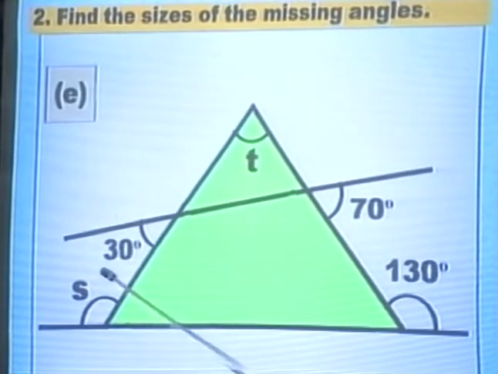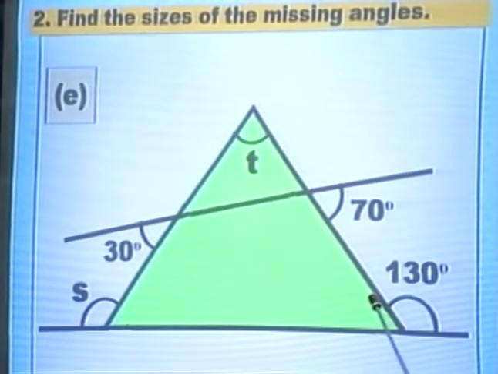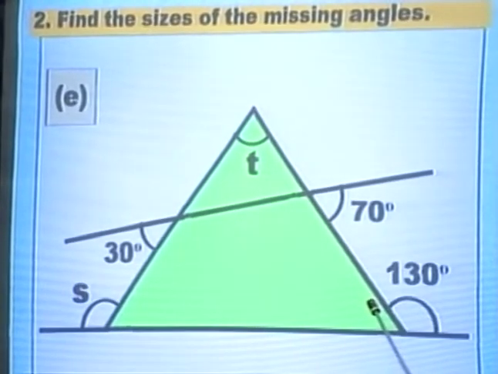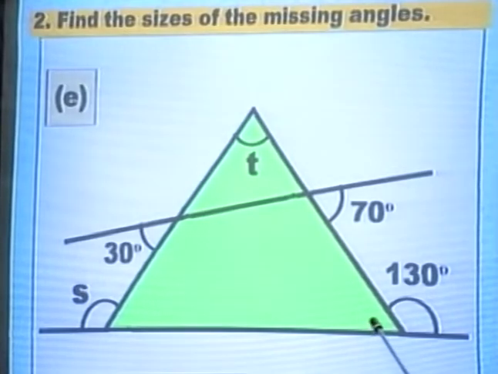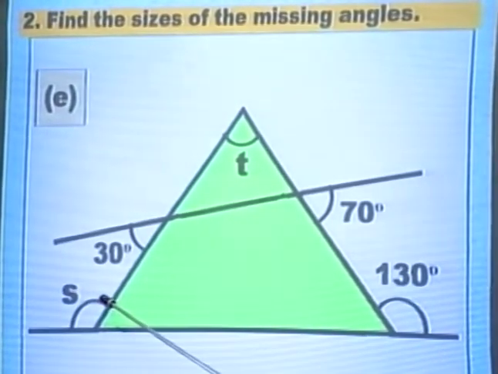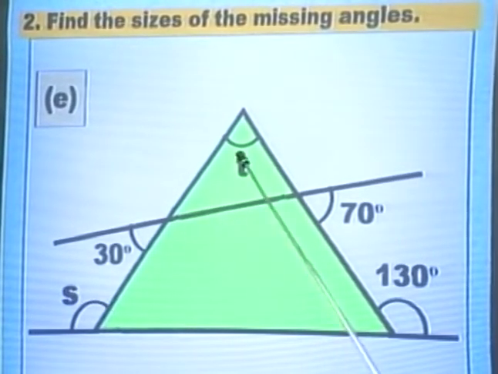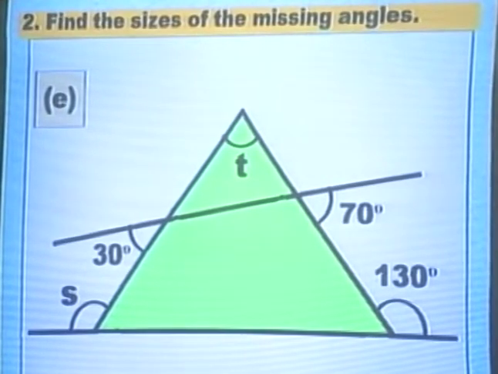Okay, for this one, if this is 80 and this is 50, that means 80 plus 50 is 130, and these two angles are the interior angles, which will add up to this exterior one. So S is 80 plus 50, which is 130 degrees.